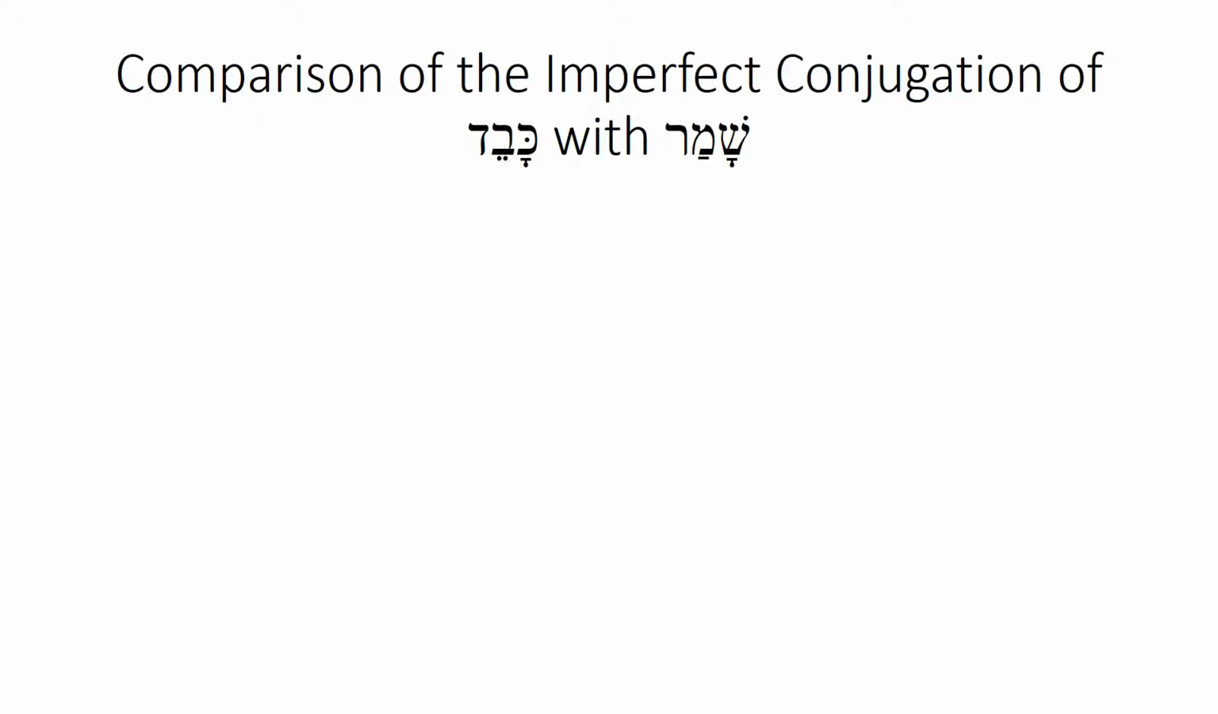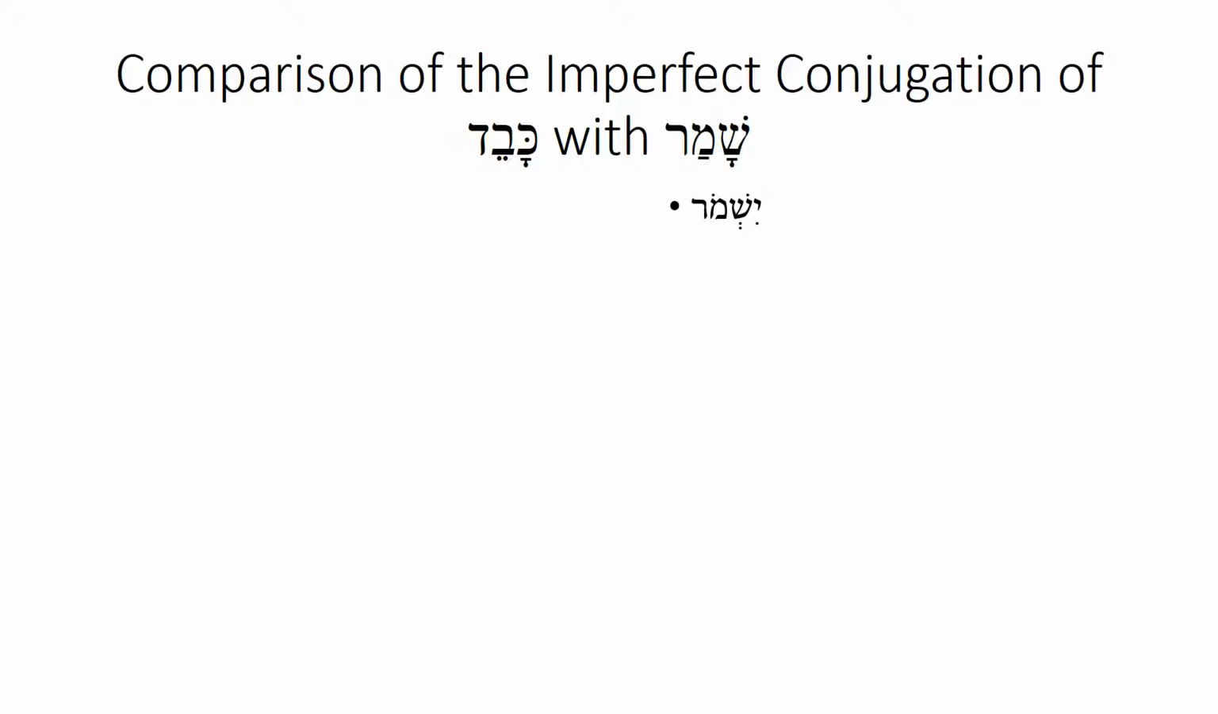Okay, let's go ahead and look at a comparison of the imperfect conjugation of kaved with shamer. We'll look at these two verbs side by side and see how they conjugate. Of course, shamer is an A-class verb as indicated by the second stem vowel patha, and kaved is an E-class verb as indicated by the tsere underneath of the bet. And so it is a stative verb.